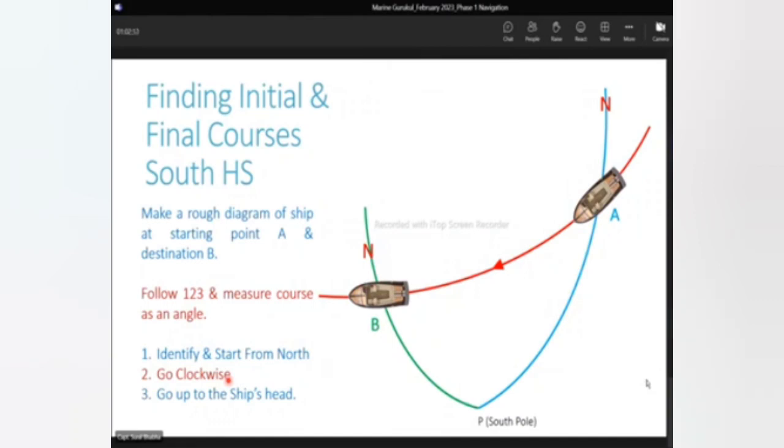Okay. So at A you marked N, at B you also mark N. That's right. That is the first step. Identify north. The direction of the meridian going towards the North Pole gives us the northerly direction. So we have marked north. We have done step number 1. Now we will be doing number 2 and 3 to get the courses. Okay, shall I move ahead? Yes, sir. Okay, beta.